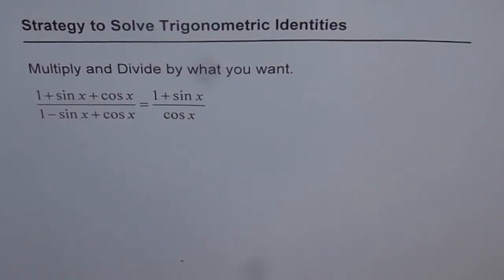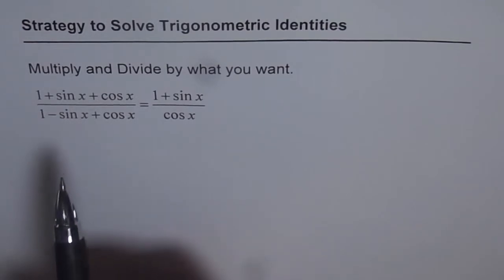Now in this example, I'll again explain the most effective technique to solve or prove trigonometric identities. The technique is: multiply and divide by what you want. But it has to be the same number in the numerator and the same thing in the denominator. That is what it is.